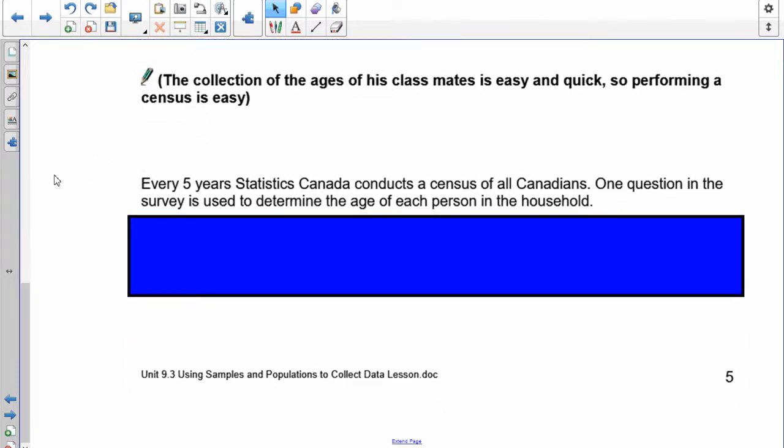Every 5 years, Statistics Canada conducts a census of all Canadians. One question in the survey is used to determine the age of each person in the household. So why does the Government of Canada do a census every 5 years and not a sampling? Okay, so pause the recording and write down why the government did a census.